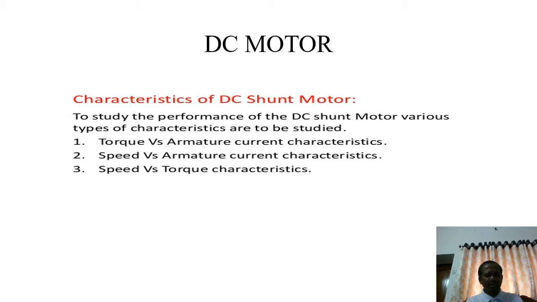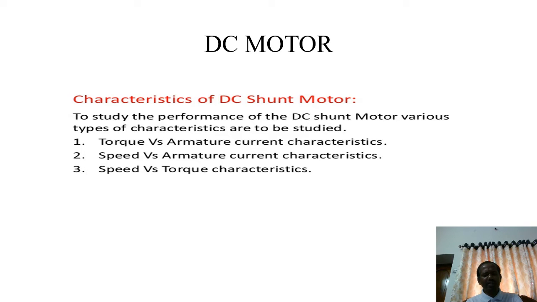These are torque versus armature current characteristics, T is directly proportional to Ia. Speed versus armature current characteristics, N is directly proportional to V minus Ia Ra. Speed versus torque characteristic, N directly, T is equal to 0.159 by φ Ia into P by A.